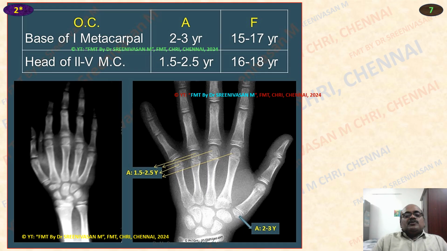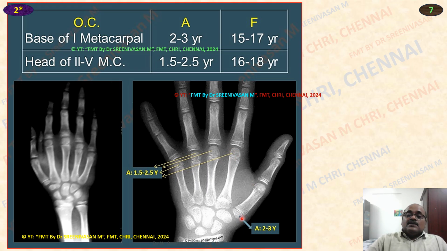Now moving on to the other ossification centers, that is the base of the first metacarpal. This is the base of the first metacarpal that appears at 2 to 3 years, whereas the heads of the second, third, fourth and fifth metacarpals appear at 1.5 to 2.5 years, right? That is some 6 months earlier than this. As far as fusion is concerned, the base of the first metacarpal fuses early, at 15 to 17 years, whereas these four will fuse at 16 to 18 years.